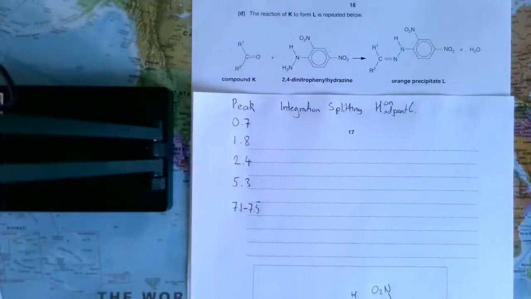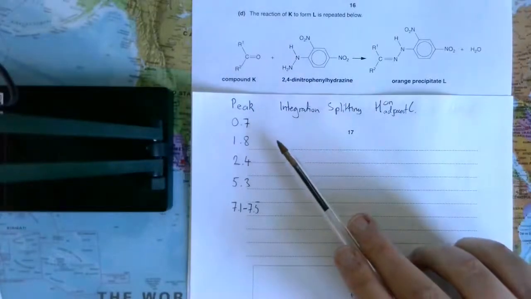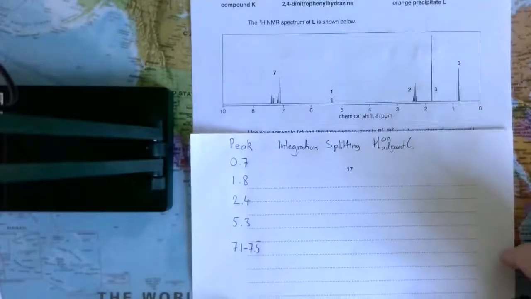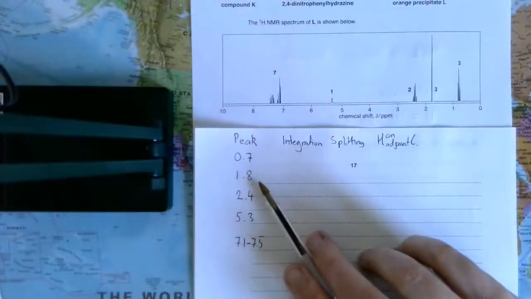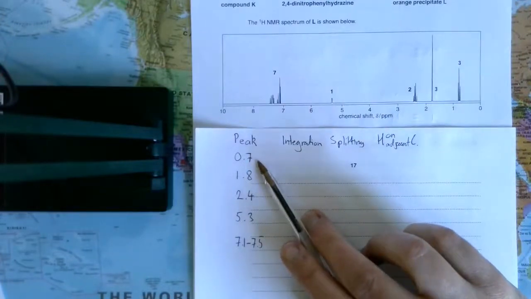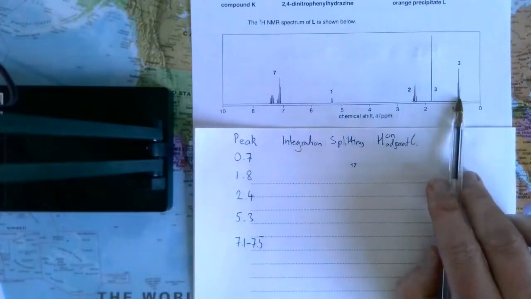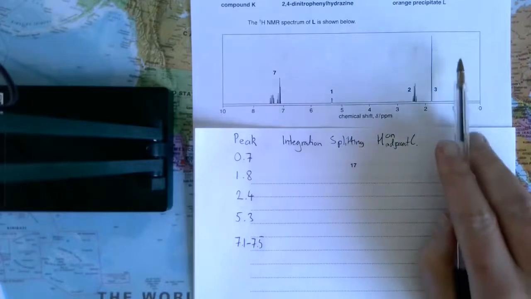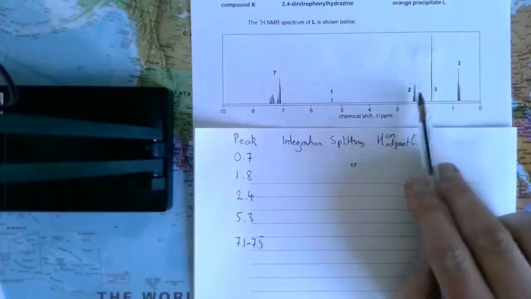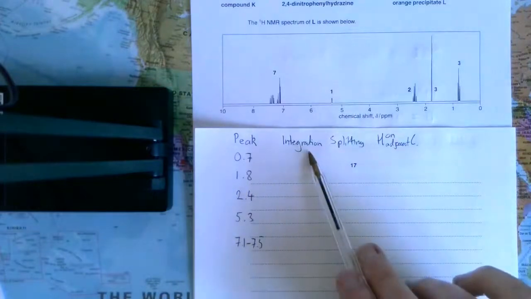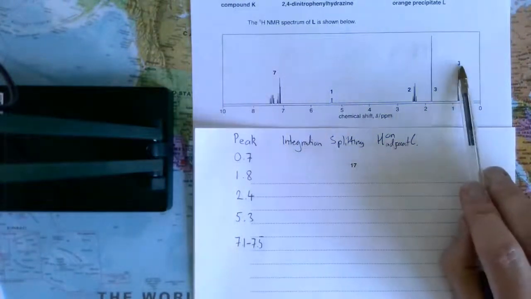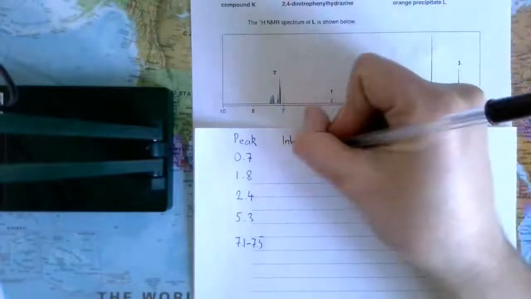So what I always try and do is set out the information from the spectrum into a table like this. There is a peak at 0.7. We're looking for a couple of different bits of information. The integration is given to us. The integration is the number of hydrogens in that environment. So there are 3 hydrogens in this environment, 3 here, 2, 1, and we'll come to that later. So 0.7 has an integration of 3.